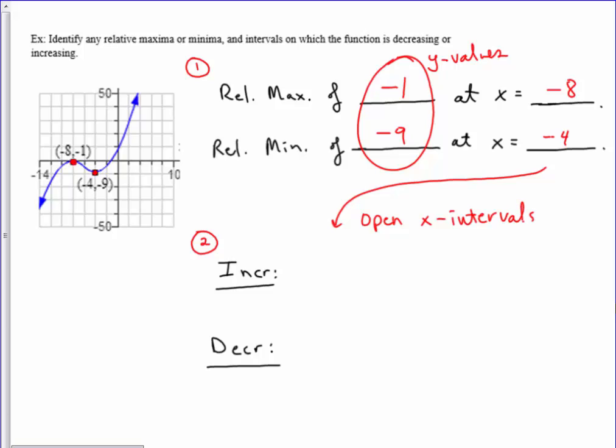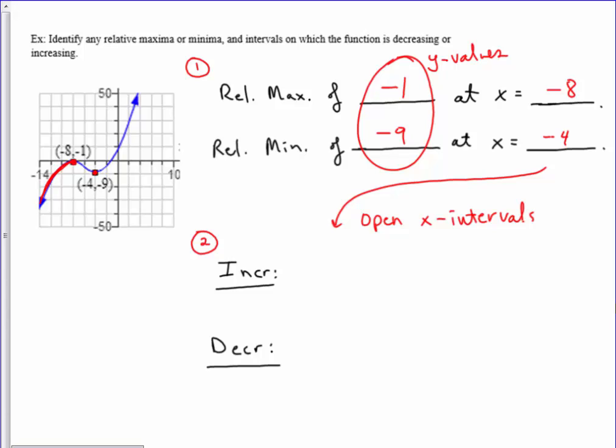If you're ever asked to find increasing-decreasing behavior without identifying maxes and mins, you must first identify the max and mins so that you have these x values that you need. As far as increasing behavior, always start on the left-hand side of your graph and look to see what behavior is coming first. In this case, increasing behavior is coming first because we're going uphill.